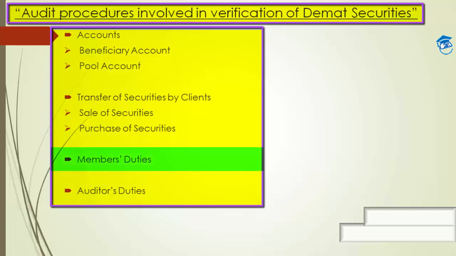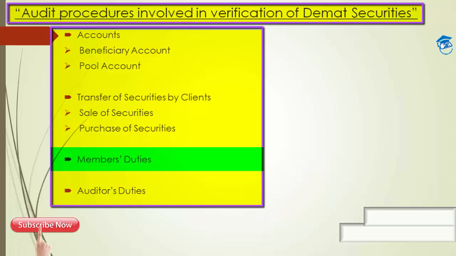Number three is members' duties. So what should be the members' duty in this particular case? Number one, the member should maintain a proper record of all the shares which are received into, and delivered from, any of the pool accounts. Then members should also preserve an acknowledged copy of the delivery instructions given to their DPs for transferring the securities from the pool accounts to the client's account after the payout. This is what members' duty would be in this particular case.